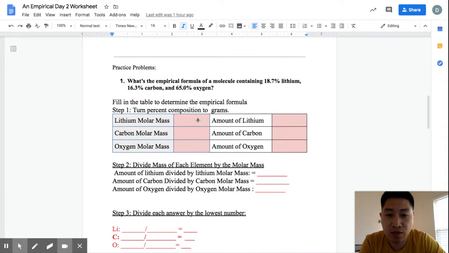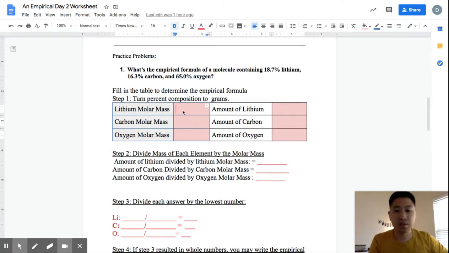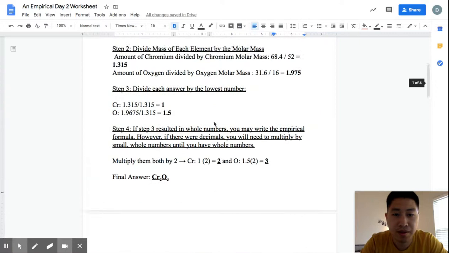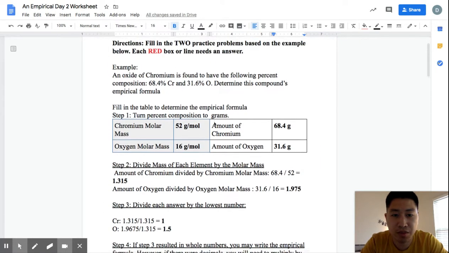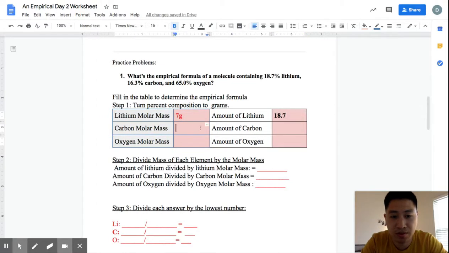Now, we get to the actual first practice problem. It's the same thing. So if you go to lithium, which is Li, and it says 6.941. So then you just do 7 grams. The amount of lithium that they got is 18.7. Which, remember, from the top, they just put the whole thing. So they just put 68.4. So we do the same thing, 18.7.